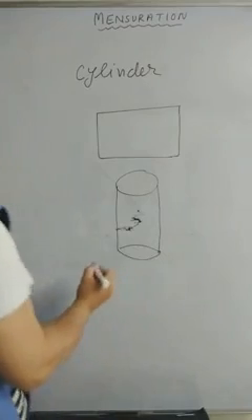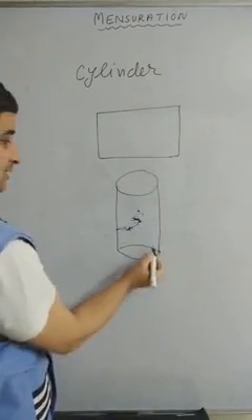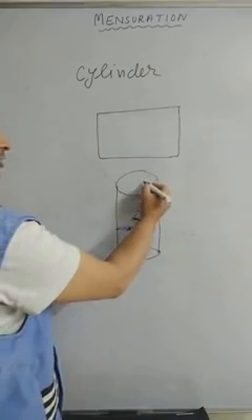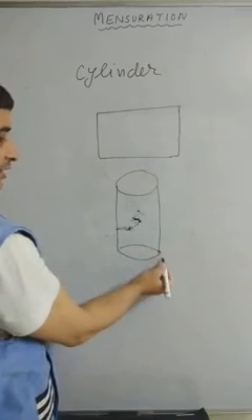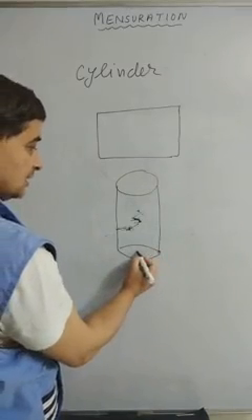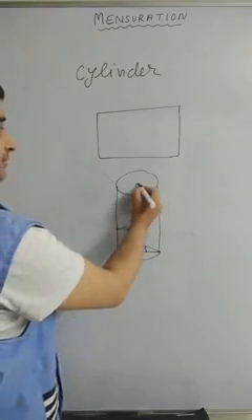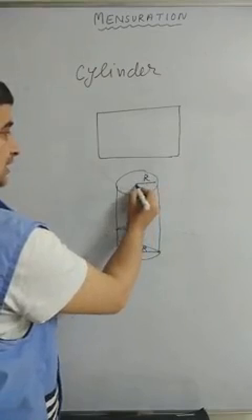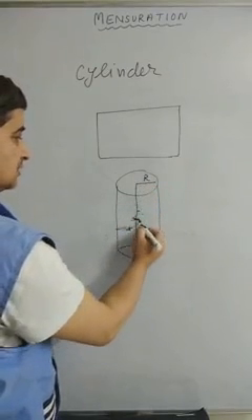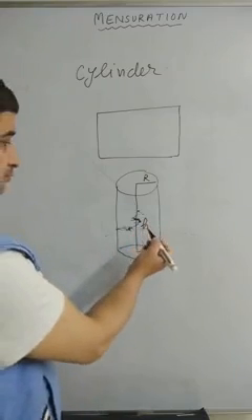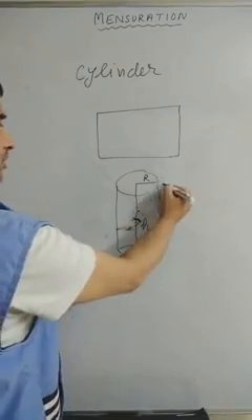Now this is a circular part, and this is also a circular part of this cylinder. This you can call the top of the cylinder, and this you can call the base of the cylinder. Suppose the radius of this base is r, and it will be the same here, it will also be r. And this is, suppose, the height of the cylinder. This is called a cylinder.